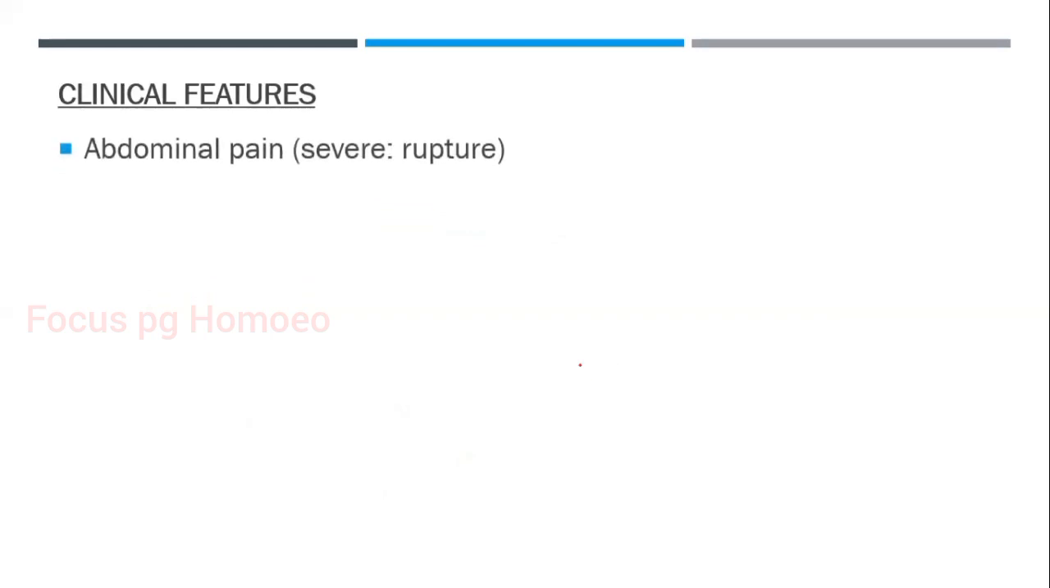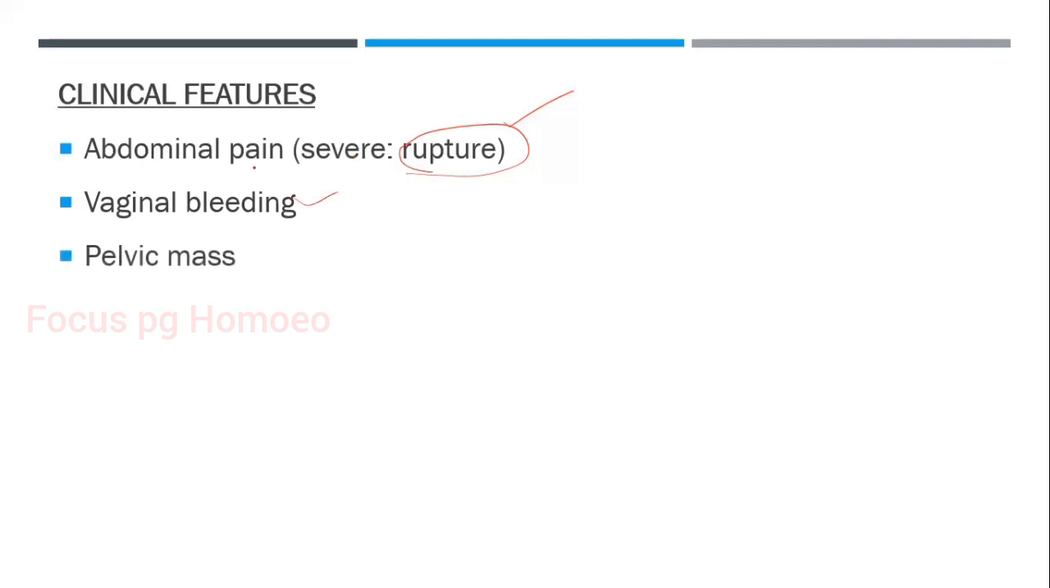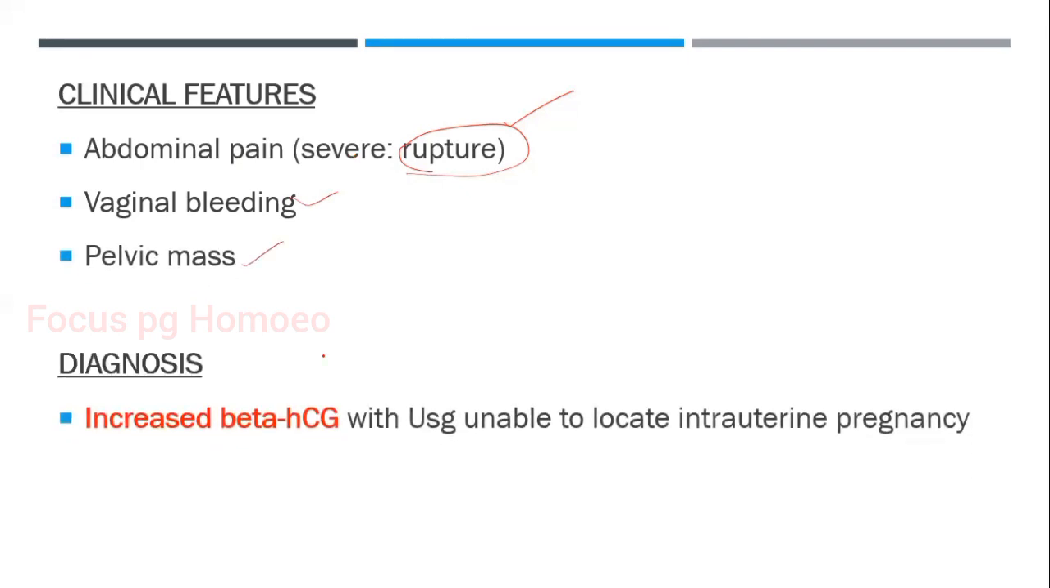Clinical features: usually there is abdominal pain, and there is severe abdominal pain if the ectopic pregnancy gets ruptured. When there is rupture, vaginal bleeding is seen and a pelvic mass is felt. Diagnosis is done by increased beta HCG, with USG unable to locate an intrauterine pregnancy.